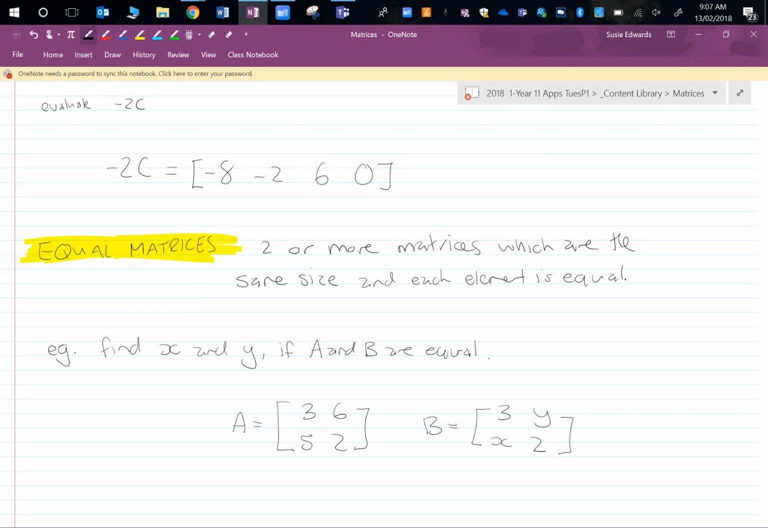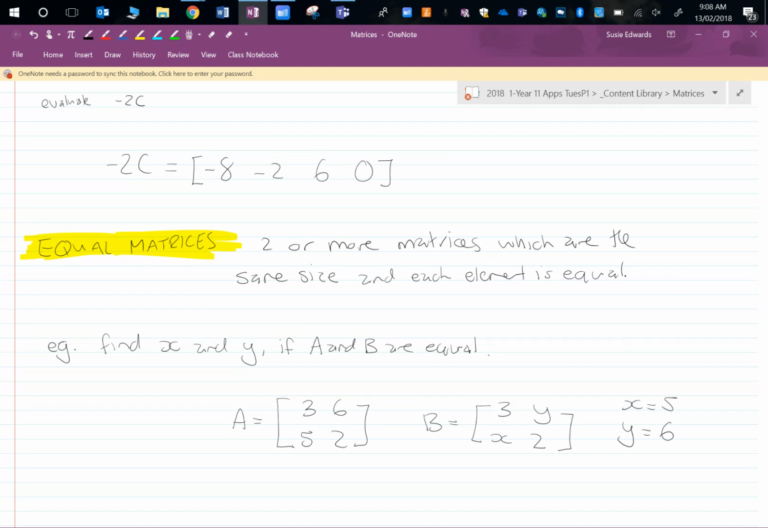So what's the value of x? It's just 5. What's the value of y? 6. Okay, so if they're equal, then they mean that they're the same thing. Simple? Anyone need more time? All right, last thing for today.